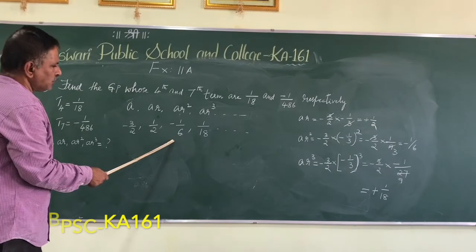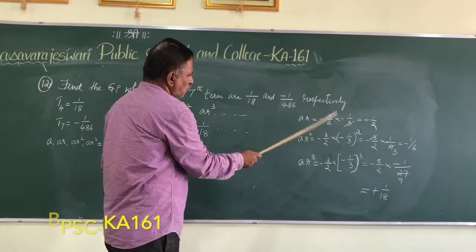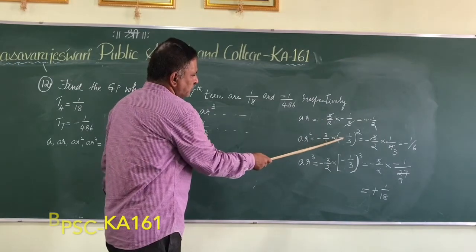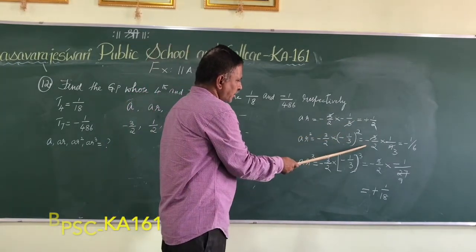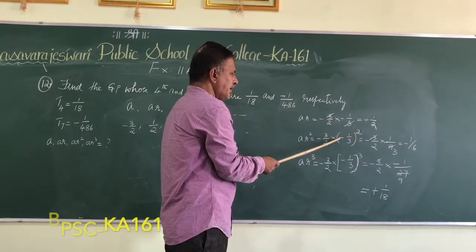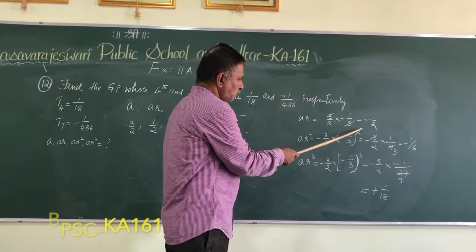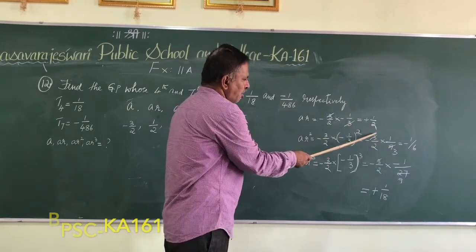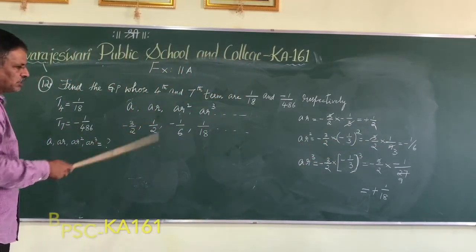We have to find out third term. AR square. A is minus 3 by 2 into R is minus 1 by 3, square of it. Since it is even number, negative will become positive. So 1 square is 1 only. 3 square is 9. After simplification, I'll get minus 1 by 6 as the third term.